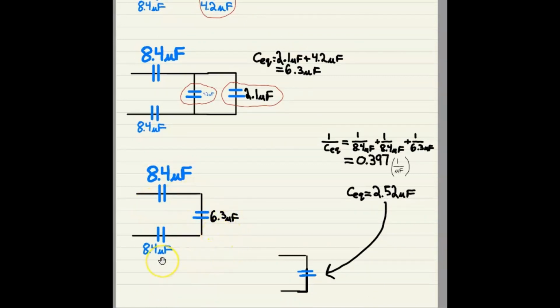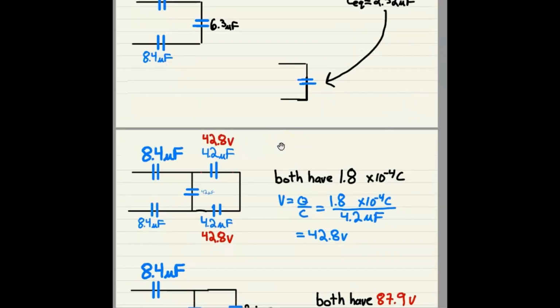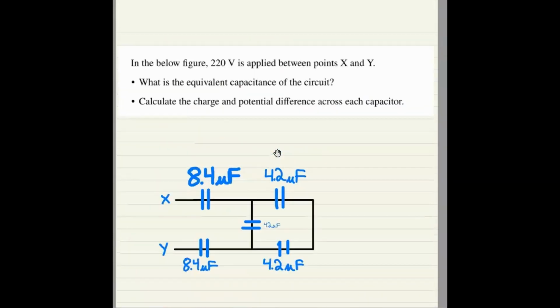Now I have three capacitors in series. And so I can add these three capacitors up to get an equivalent capacitance. 1 over the equivalent capacitance is 1 over 8.4 plus 1 over 8.4 plus 1 over 6.3 microfarads. And this tells me that the equivalent capacitance is 2.52 microfarads. This one capacitor is equivalent to this circuit right here. Okay, so that's the equivalent capacitance.